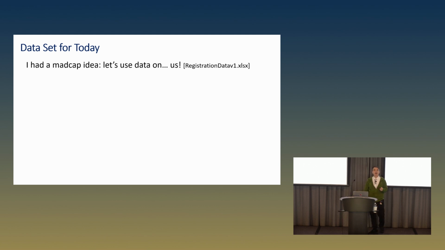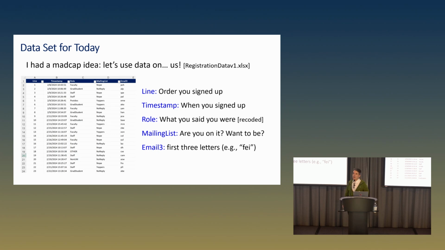Let's use data on us. I took the registration list as of three days ago, and I wanted to see how far I could go with it, but I had to anonymize it. So I took the first three letters of everybody's email. Just to explain the data set, I think you'll be surprised how much you can do with a data set like this. The reason I'm using it is there are only 114 lines, so all the models will run very quickly, and we can understand all the manipulations just by looking at the data.